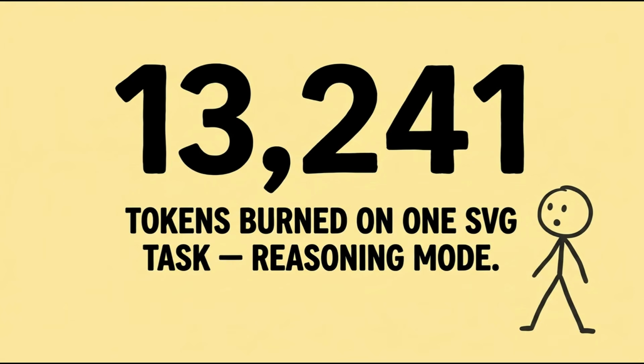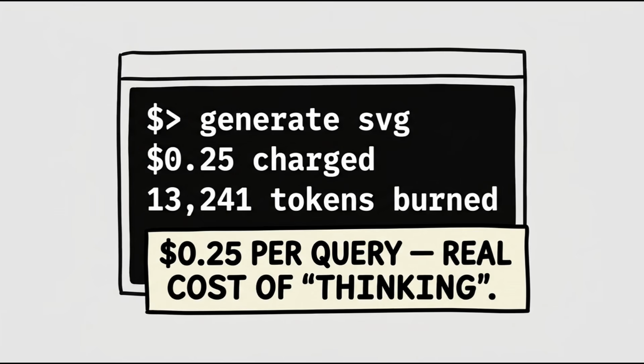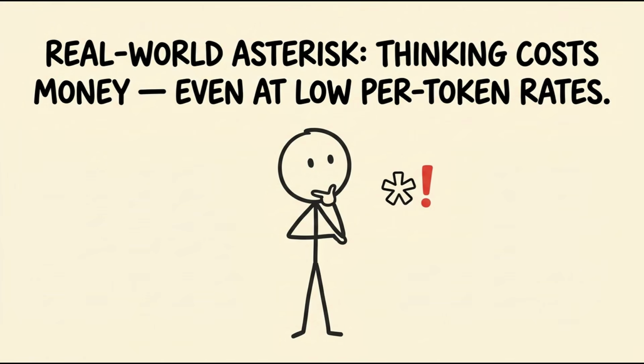One independent tester clocked K3's reasoning mode burning 13,241 tokens on a simple SVG generation task, about 25 cents for one query, so the token efficiency claim needs a real-world asterisk. This model thinks a lot, and thinking costs money, even at low per-token rates.